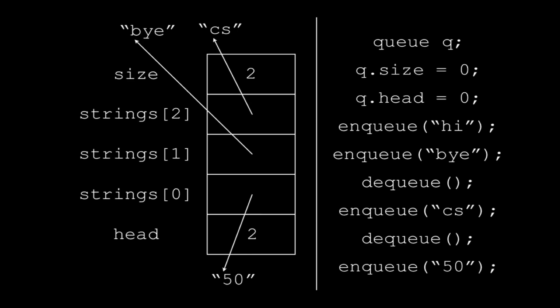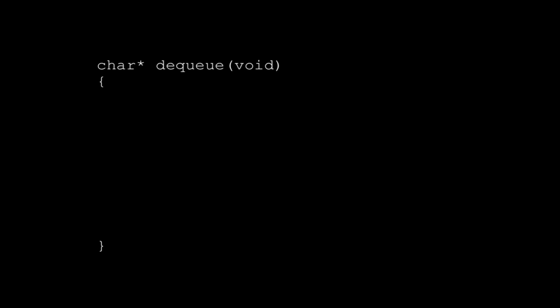And then the head just keeps cycling, right? It goes from 0, 1, 2, 0, 1, 2, 0, 1, 2. Every time we call dequeue, the head pointer gets incremented to the next index. And if the head is about to go over, it loops back around to 0. So with that, we can write the dequeue function. And we're going to leave the enqueue function for you guys to implement instead.